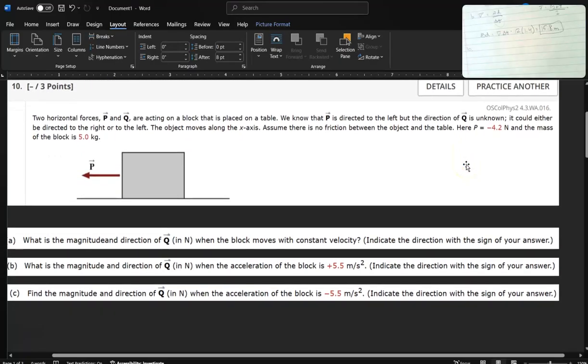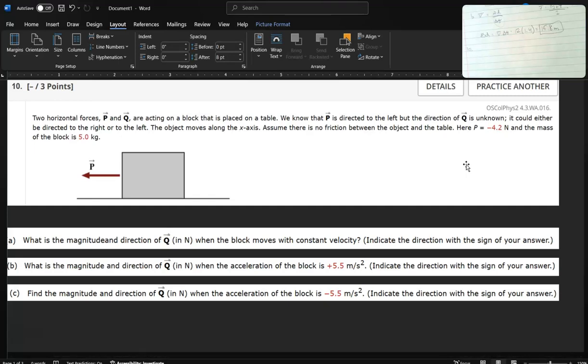All right, so question 10. We have 2 horizontal forces, P and Q, acting on a block that is placed on a table. We know that P is directed to the left, but the direction of Q is unknown. It could be directed to the right or to the left. The object moves along the x-axis. Assume there's no friction, so the net force is just going to be these 2 forces. Here P is negative 4.2 newtons, and the mass of the block is 5 kilograms.